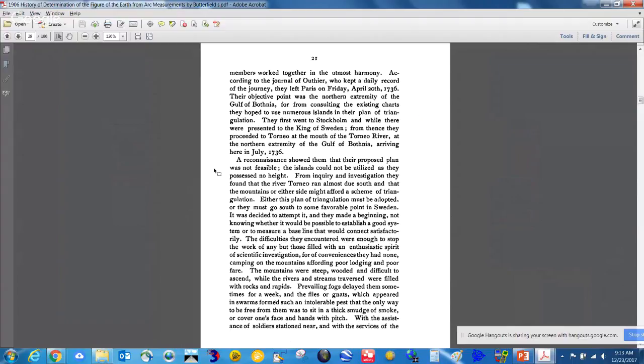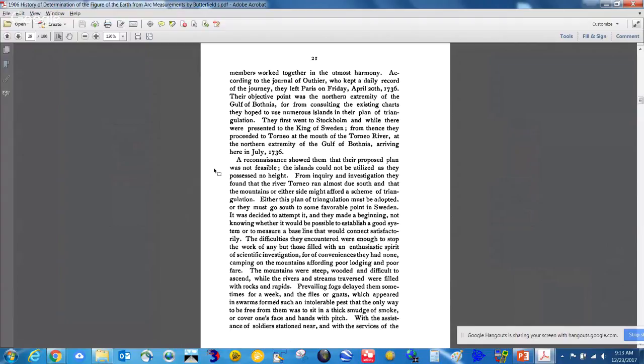not knowing whether it would be possible to establish a good system or to measure a baseline that would connect satisfactorily. Okay, so for triangulation, you have to have a baseline. Or in other words, you can measure all the triangles you want. Without a length somewhere, you can't determine the lengths of all the rest of the lines. And so you'll see in some of these diagrams, the triangulation scheme has to incorporate a baseline where you literally measure the length end to end.